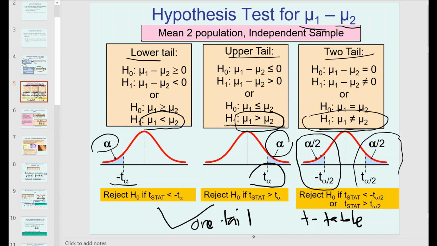So it depends on the value of your alpha given in your question. Okay, so then you take the value of the alpha and divide it by 2. Then only you refer to your T table to get your T critical value. The T critical value is the value that you get from the T table. Okay, the T statistic is the value that you calculate, calculate using the formula. So you have to remember that and differentiate between that critical value and the statistical value.